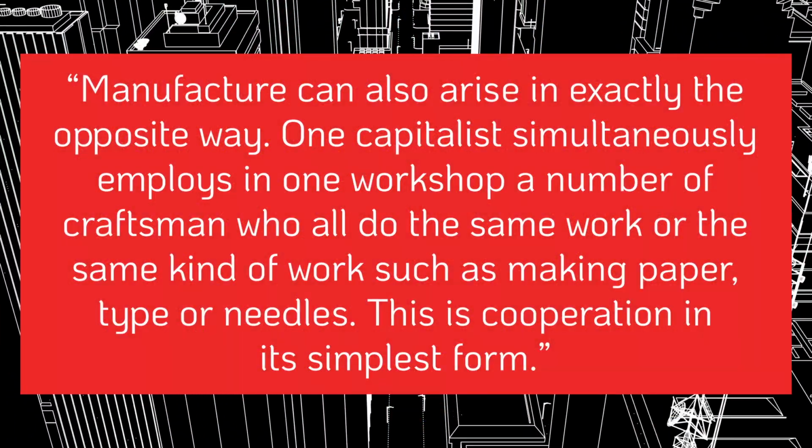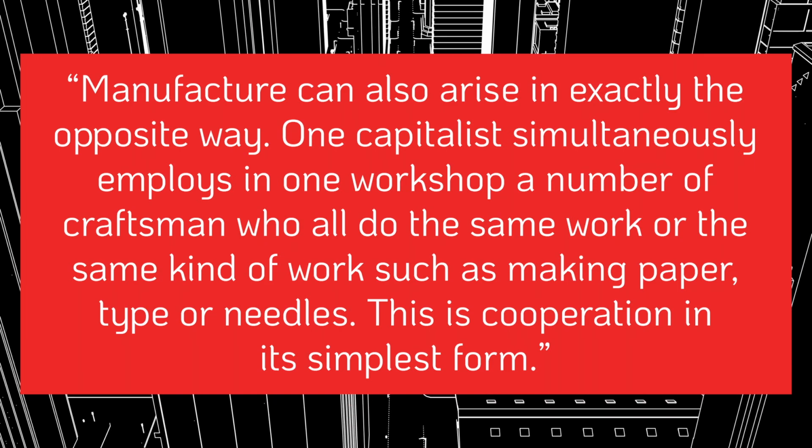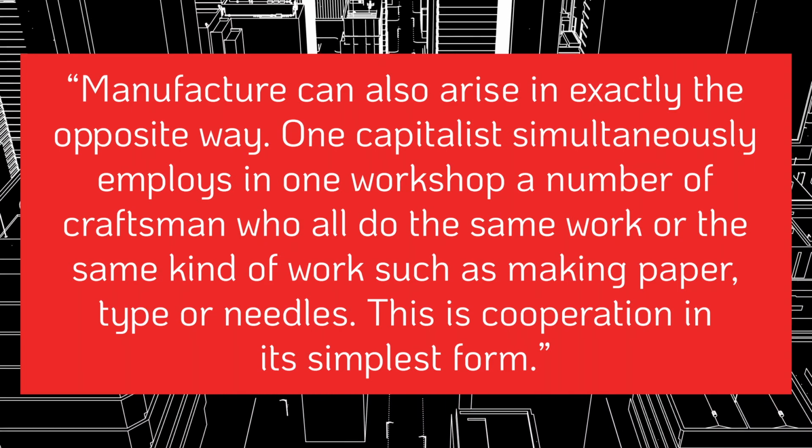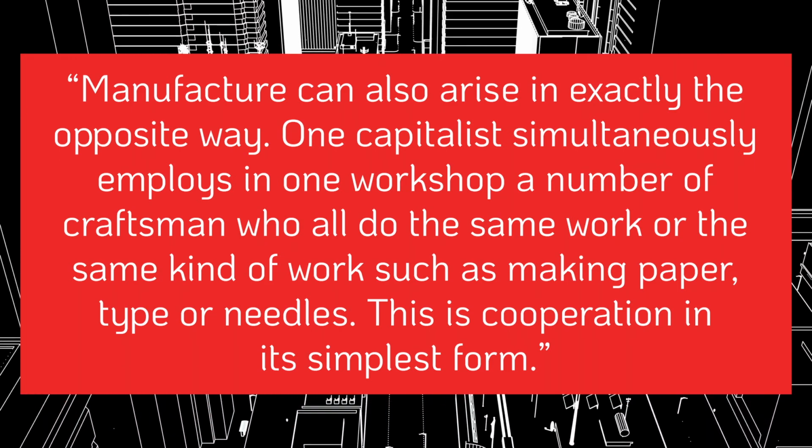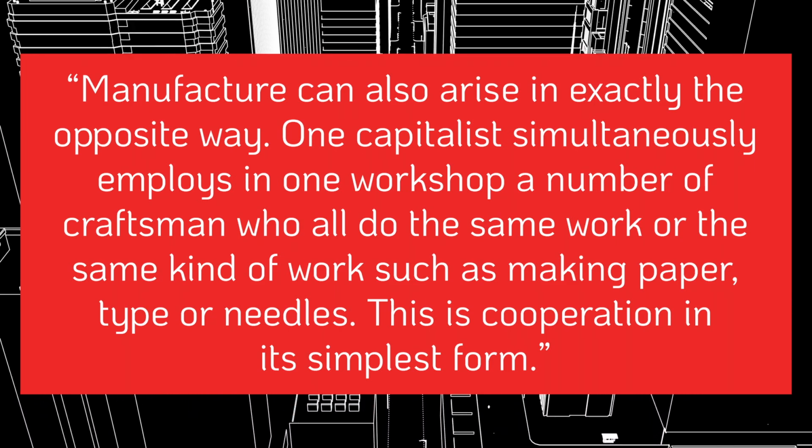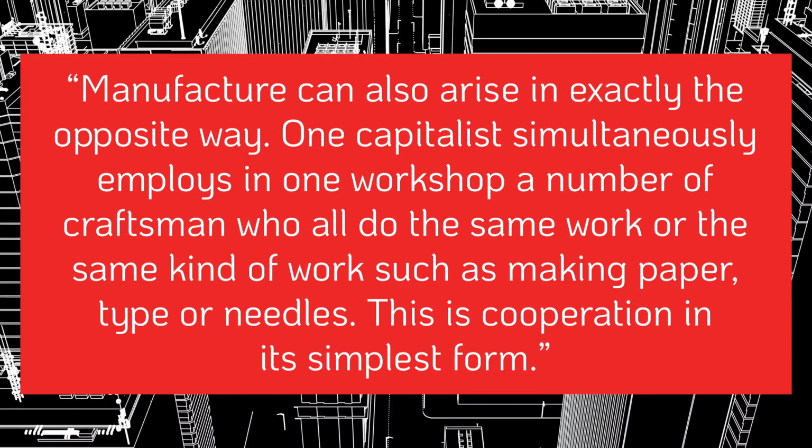So for that second way, Marx says that manufacture can also arise in exactly the opposite way. One capitalist simultaneously employs in one workshop a number of craftsmen who all do the same work or the same kind of work, such as making paper, type, or needles. This is cooperation in its simplest form. So this form is a lot of workers doing same-type tasks, such as on an assembly line. It could be considered the assembly line mode of production. And in this mode of production, the workers lose their individuality and become machine-like, making them more replaceable and their labor power cheaper for the capitalist.